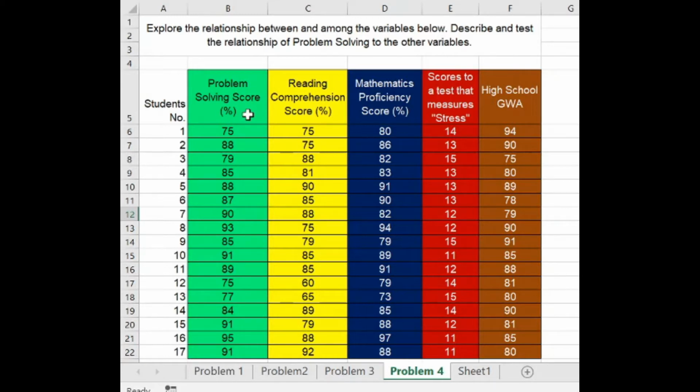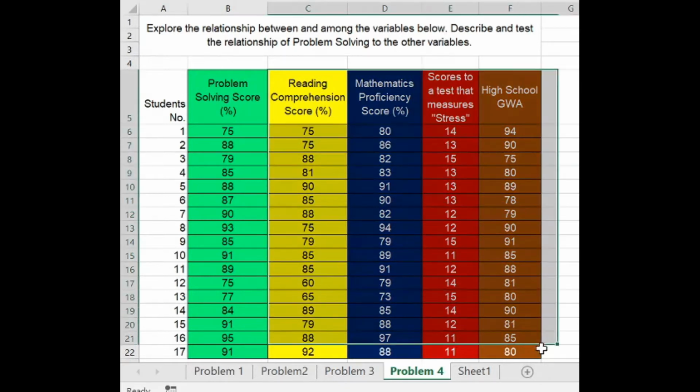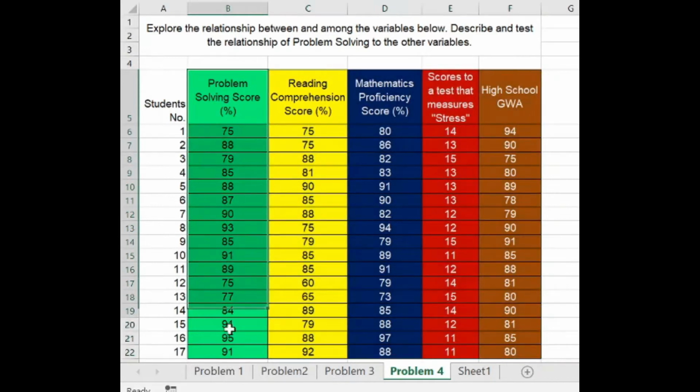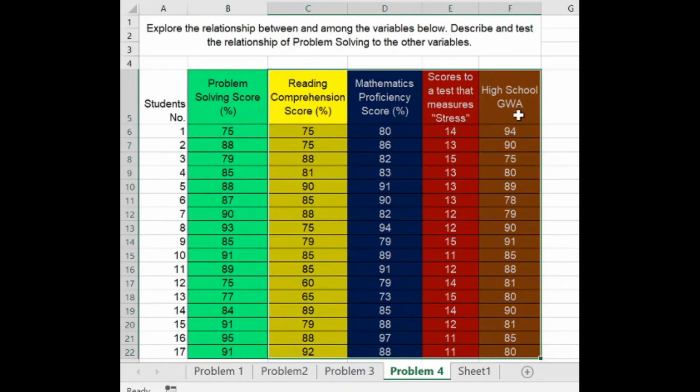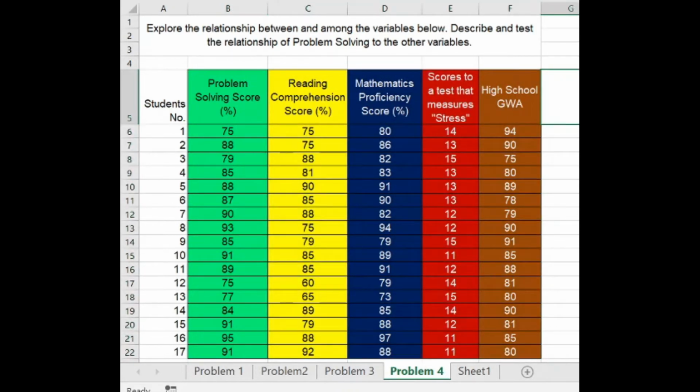We have 5 variables: problem solving, reading comprehension, mathematics proficiency, score to a test that measures your stress level, and your high school general weighted average. The researcher here is interested in knowing which of the 4 variables here is related to problem solving. So the dependent variable is problem solving, and these 4 variables here are our independent variables.